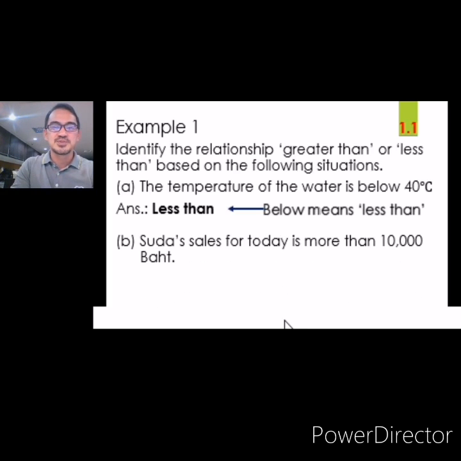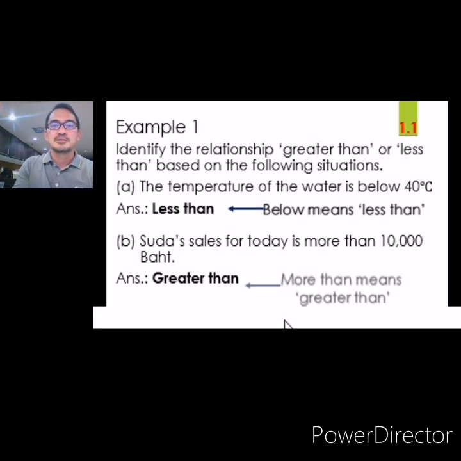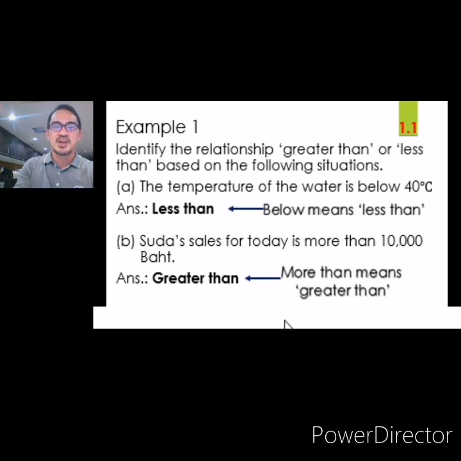Letter B. Suda's sales for today is more than 10,000 baht. If your answer is greater than, then you got the correct answer. But how or why is it greater than? What word can we see in the problem that denotes greater than? More than means greater than. So, Suda's sales for today is more than 10,000 baht, or Suda's sales for today could be 11,000, 12,000, 13,000, and so on.